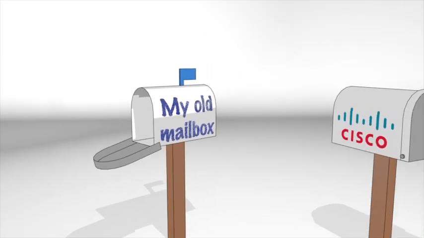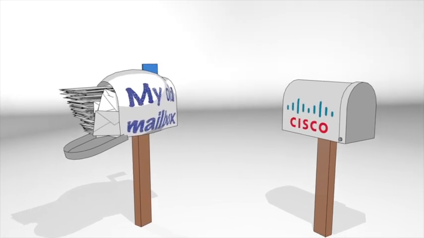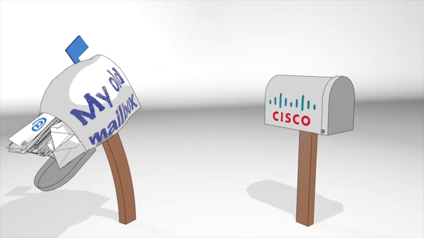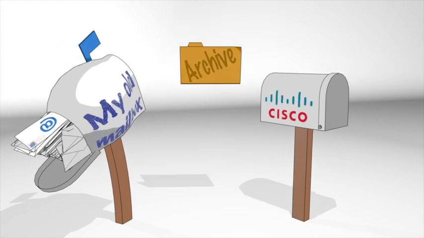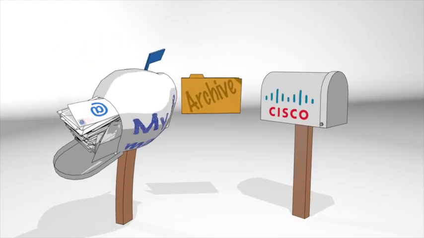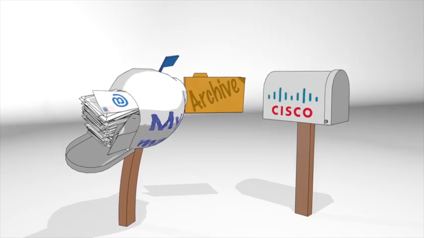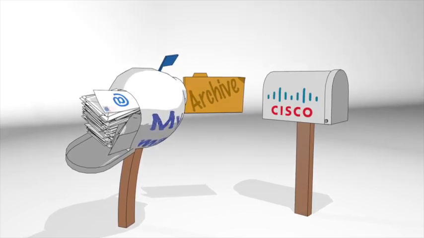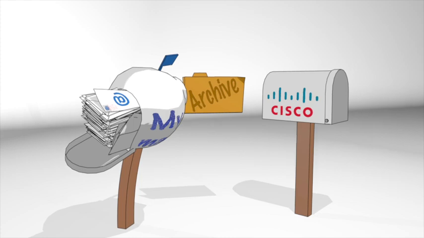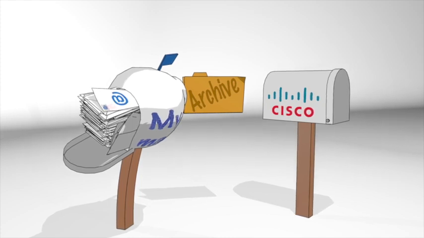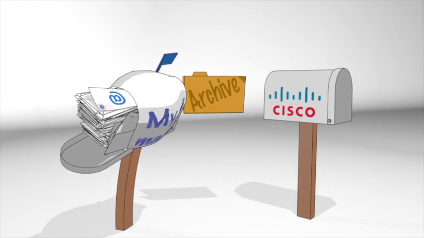It's important to understand that your existing emails in your current mailbox will not be directly imported into your new Cisco mailbox. Instead, they will be made available from an archive folder within Outlook. This archive folder will be separate to your new Cisco mailbox. The process of exporting your old emails into an archive folder can take a long time and depends heavily upon the size of your mailbox.